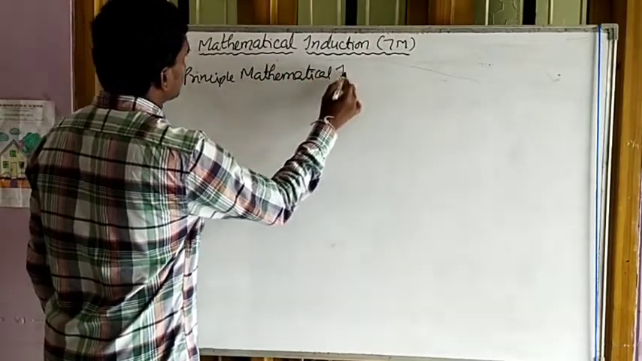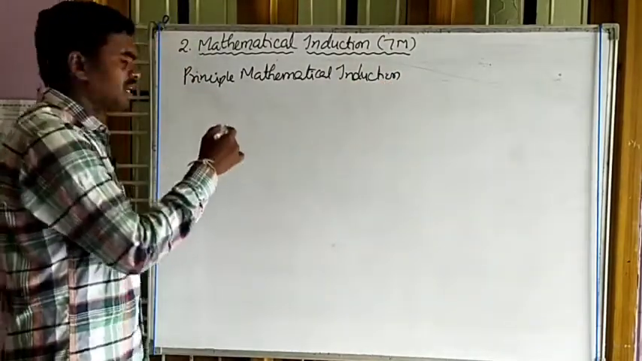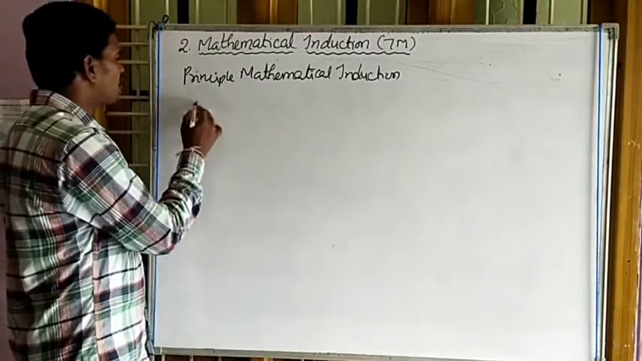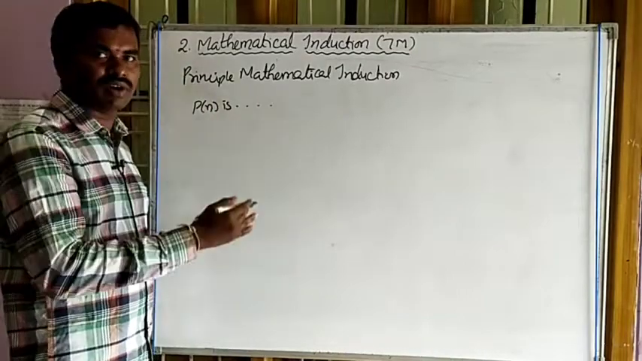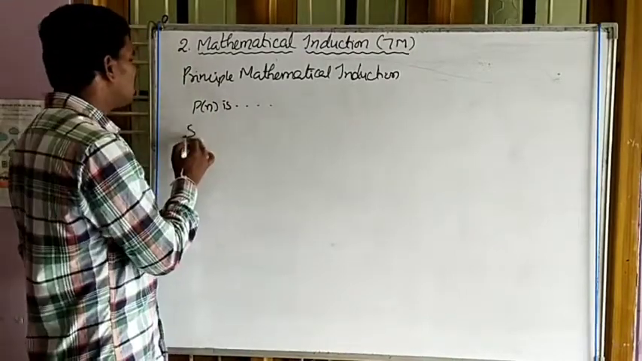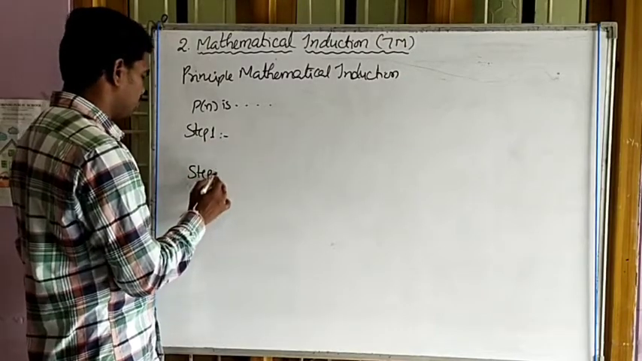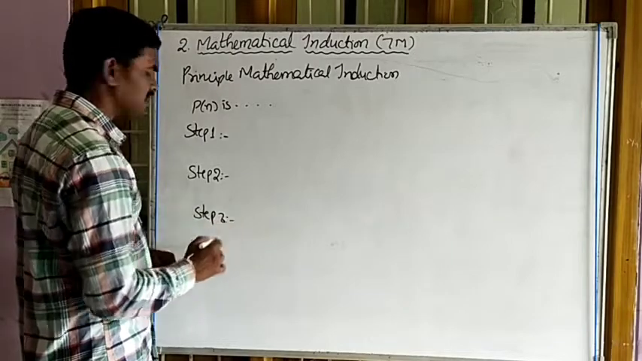So what is principal mathematical induction? Generally in this method, first we take the question as the given statement. So first we take P of n as the question. Just here I am telling what that concept is. Next, 3 steps are there in this chapter: step 1, step 2, step 3.